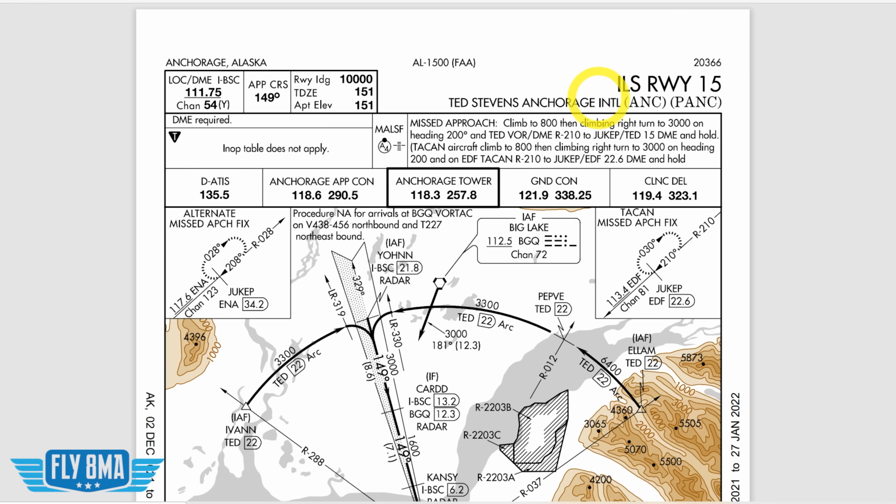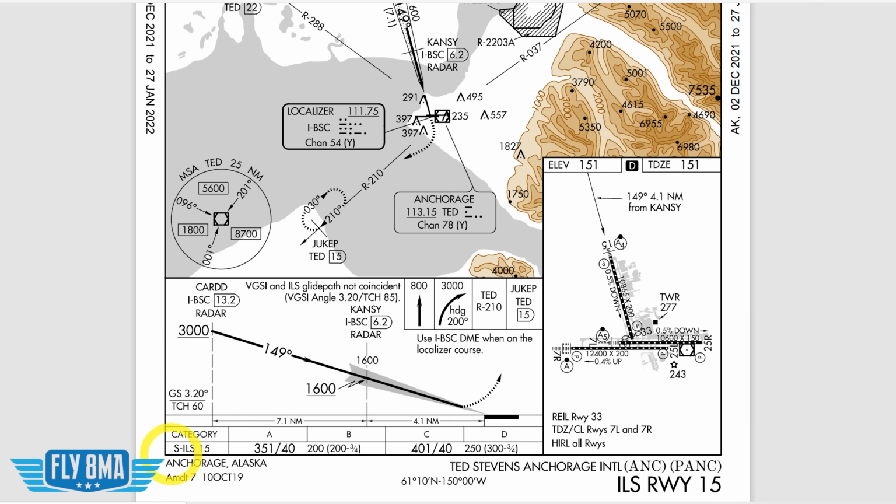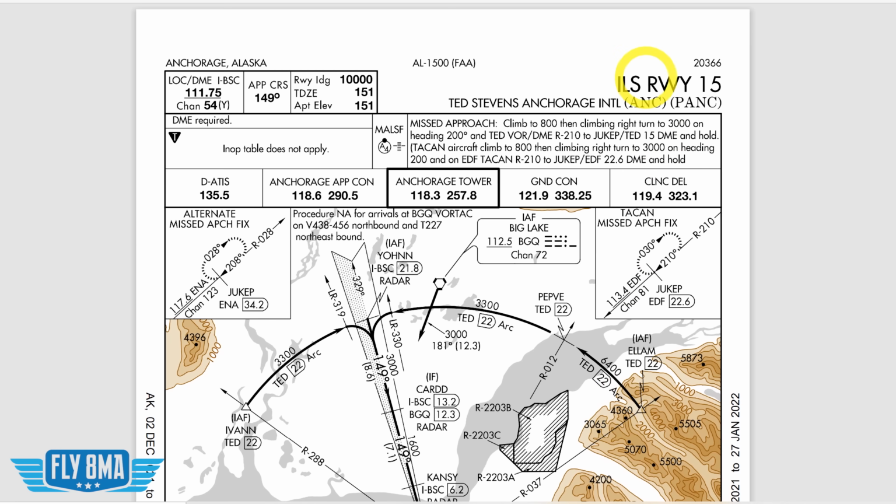It's going into the Ted Stevens Anchorage International Airport, ANC, and of course the four-letter identifier for that, the ICAO identifier, is PANC. It's the ILS Runway 15. Notice it's not a localizer ILS, so there is no option here. You do not see any sort of localizer minima published for this approach. This is purely just an ILS approach, kind of unique.